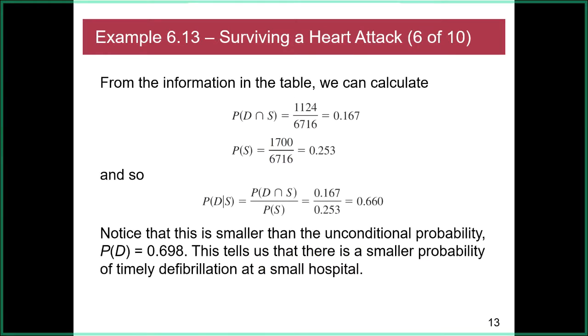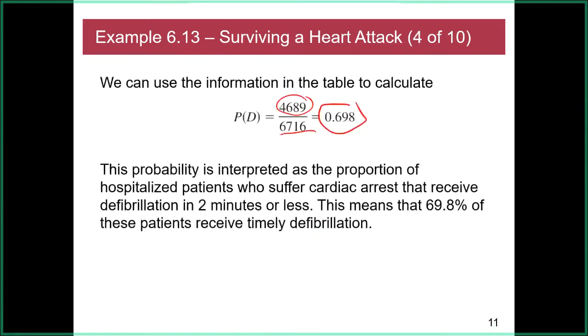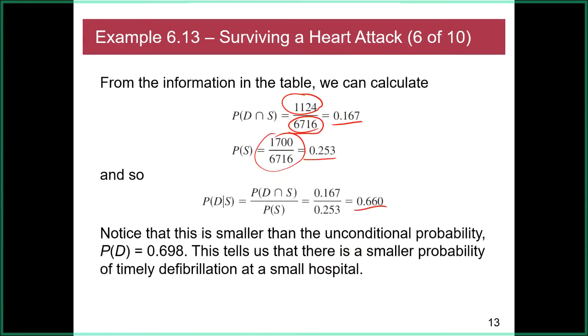So we look here, let's say there were 1,124 patients that were both at a small hospital and received their defibrillation within 2 minutes, out of all of the patients, the 6,716. That's a probability of 0.167. The probability of being at a small hospital is 1,700 out of the 6,716. That's 0.253. We divide those to get 0.660. Now let's go back here. This was 0.698. That probability appears to be slightly smaller.